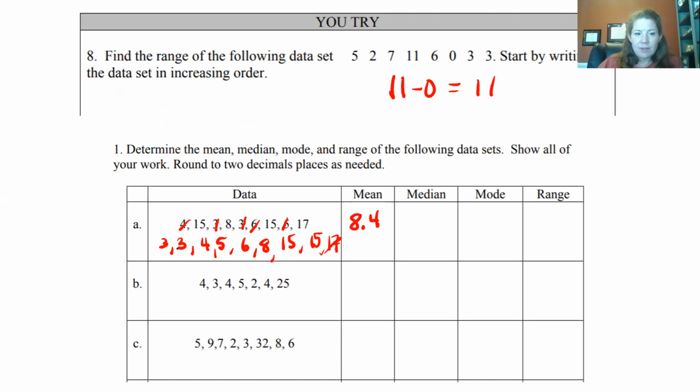All right, and then for the middle, we're going to mark off high, low, high, low, high, low. There's an odd set of data, which means we have one middle number, which is a 6. And in this situation, we have 2 modes, because the 3 repeats and the 15 repeats. So you can have 0 modes, 1 mode, or 2 modes. And then finally, the range is 14 because we're subtracting 3 from 17.